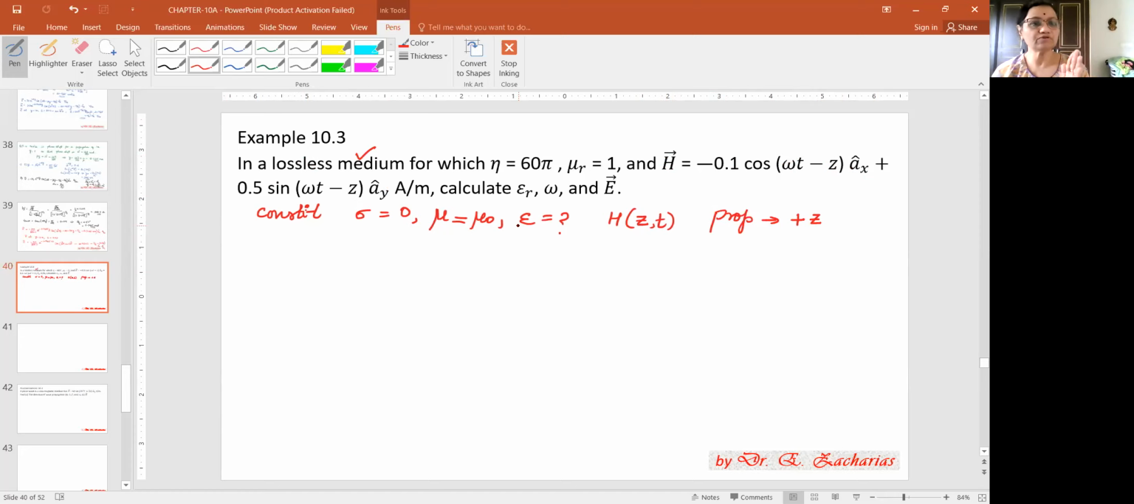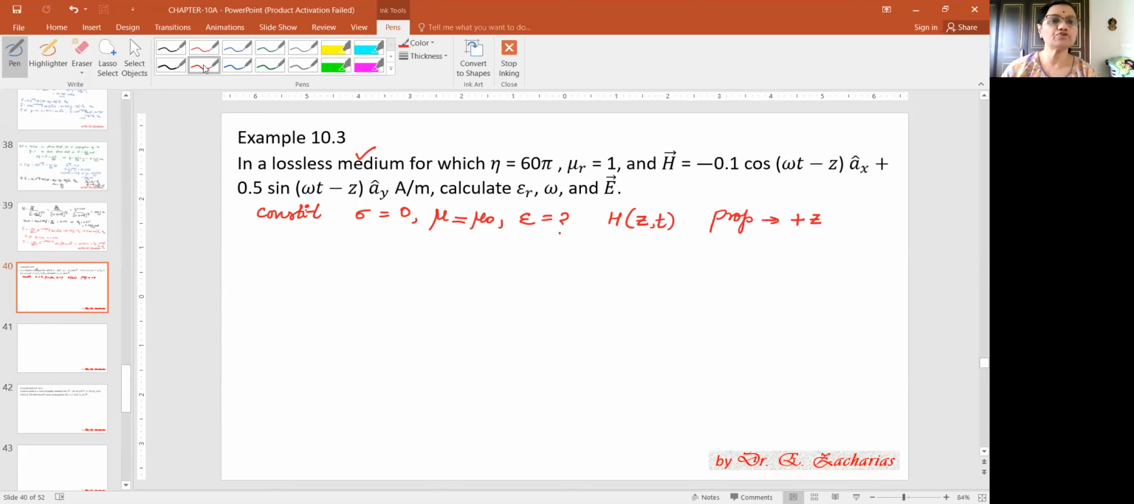Till now we were doing problems where your H or E had either X component, Y component or Z component, it was fixed. But now you see here a problem where it is on the XY plane. If this is your Z axis, this is on the XY plane, but it has got both the X component and the Y component. And you look at the phase. The phase is omega t minus Z. There is a cos component and there is a sine component also.